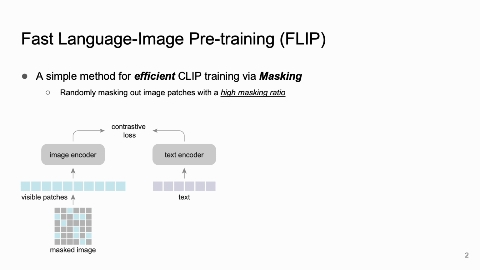In this work, we propose a fast language image pre-training method, FLIP, which introduces the masking idea in CLIP to present a simple yet efficient CLIP training method. FLIP architecture has two encoders for images and text. In the image branch input, we randomly mask image patches with a high masking ratio. Then the model is trained using contrastive learning for image-text pairs.